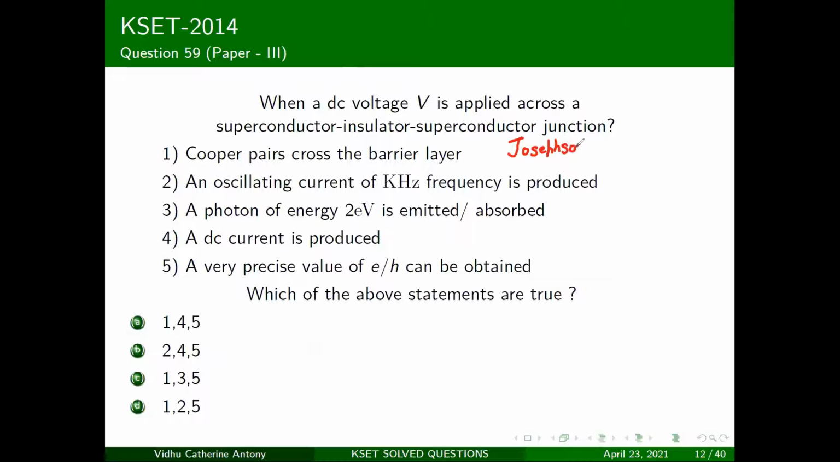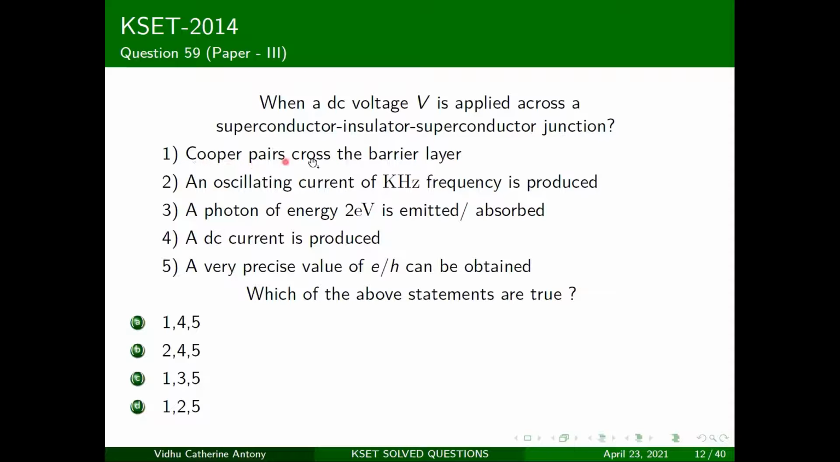Josephson junction. This is probably an experiment that you learned in one of the non-core papers that you had. There was a list of Nobel Prize experiments that we had to learn, and one of them was this. This is one of the experiments that people got a Nobel Prize for. So now let's look at this.